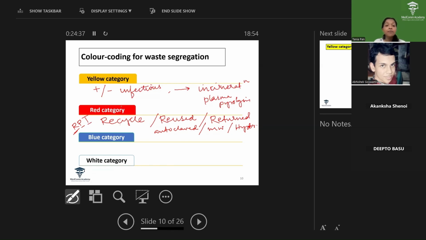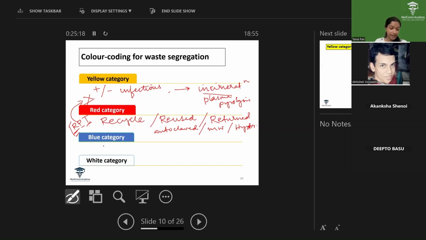Now keep in mind, the red category contains rubber and plastic. Anything which contains rubber or plastic should not be dropped in a yellow category bag, because you are going to incinerate this bag, right? Yellow category, the entire bag, goes to the incinerator. So if there is any content which is rubber or plastic, it will give toxic fumes. So the logic is that it goes to a separate category, the red category, which is supposed to be autoclaved or microwaved, not incinerated, right?